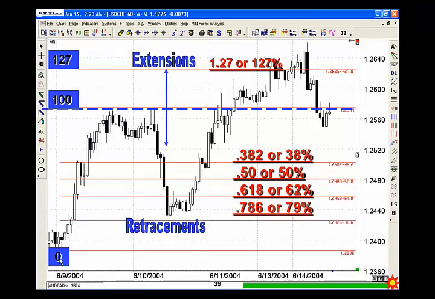We can see this in this chart. Look how the market did A, B. It pulled back. It hit the 786.